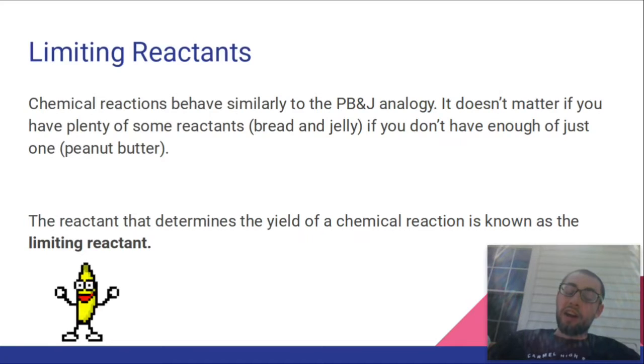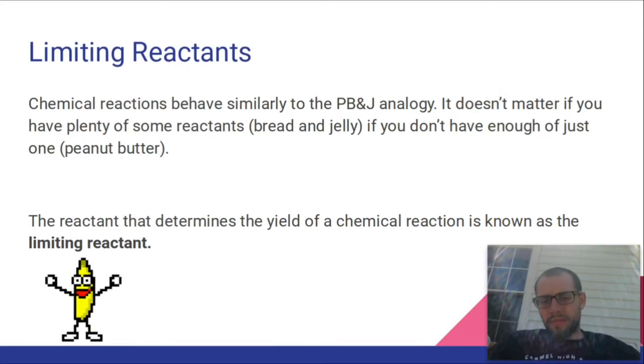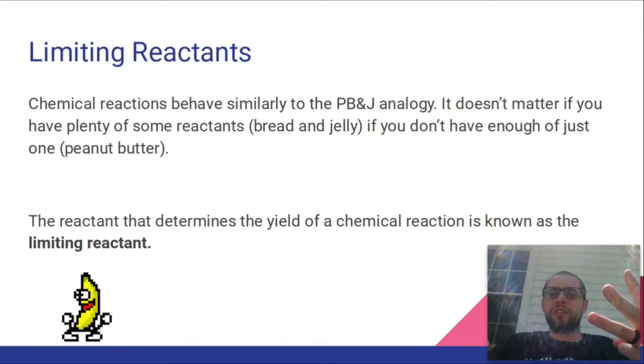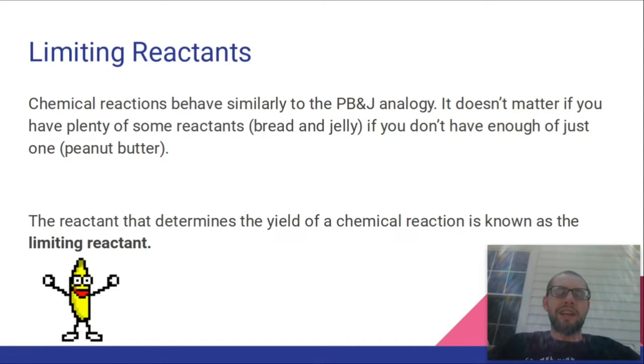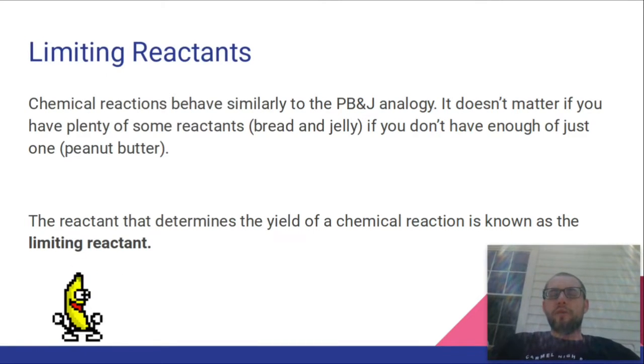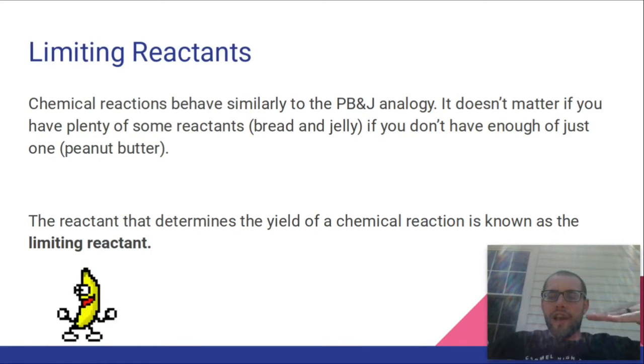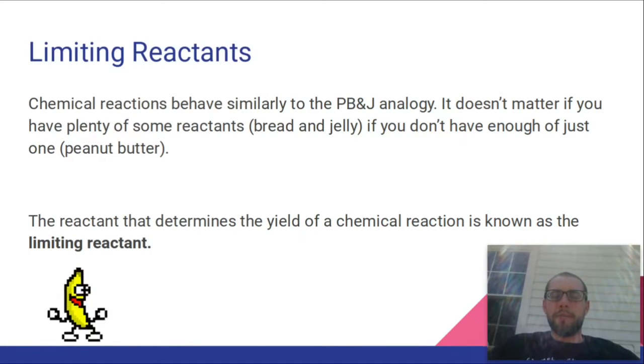In our analogy here, our yield was 3 peanut butter and jelly sandwiches. And that yield was determined by the peanut butter. I only had 3 portions of peanut butter. I could only make 3 sandwiches. The peanut butter was the limiting reactant. So that's great. Hopefully we've got the idea that one of these things is going to run out before the other thing does. It's limiting.